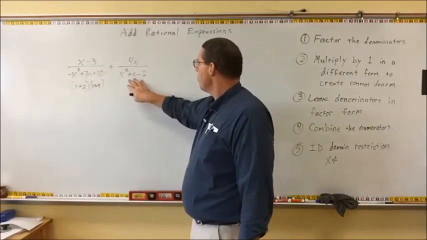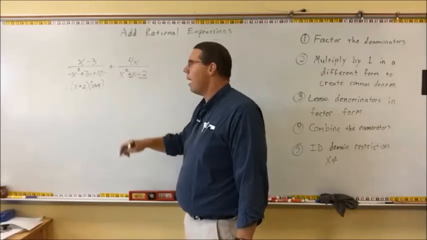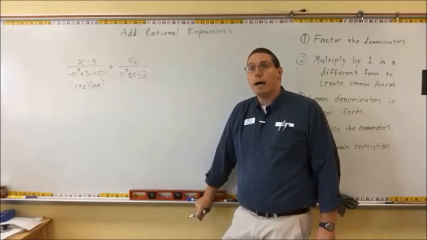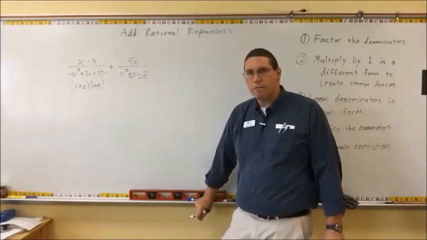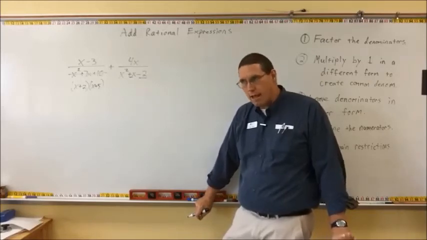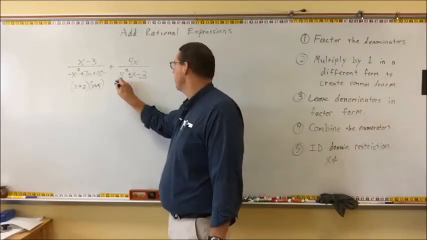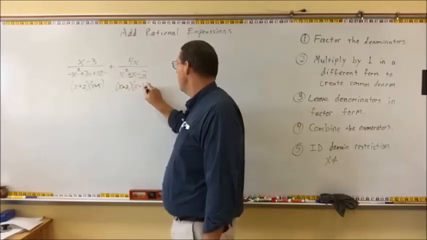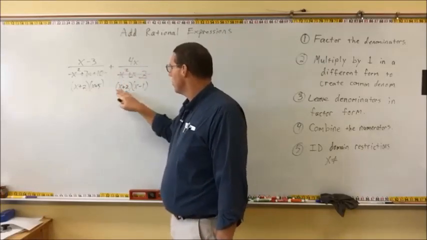Okay? This one, 2 numbers that multiply to negative 2 but add up to positive 1. Let's see. Positive 2 times negative 1 is negative 2, and positive 2 plus negative 1 is positive 1. So our 2 numbers are positive 2 and negative 1. So we're going to have x plus 2 and x minus 1. Cross that one out. And so now, here's our denominators.